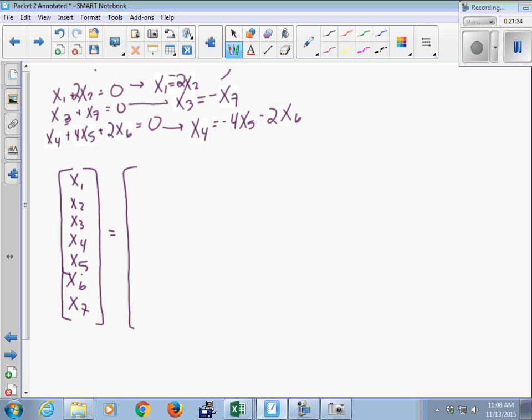So x1 is negative x2. x2 is a free variable, so I just put an x2 there. When you're putting it in parametric vector form, having an x2 is a little easier to see what happens next. x3 is negative x7. x4 is negative 4x5 minus 2x6. x5, x6, and x7 are free, so I just write them in.